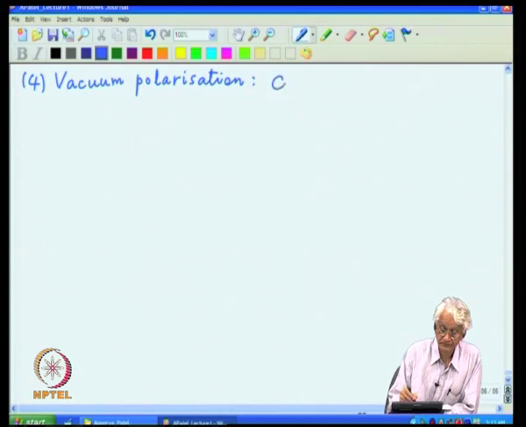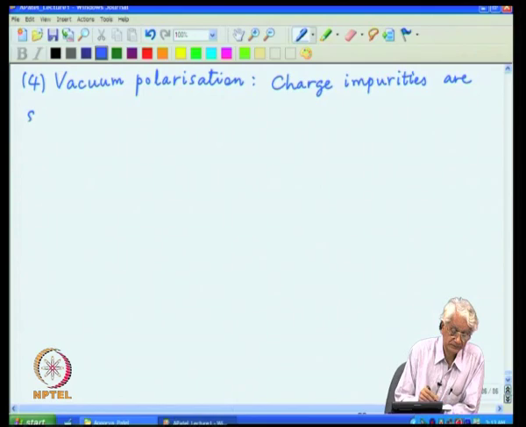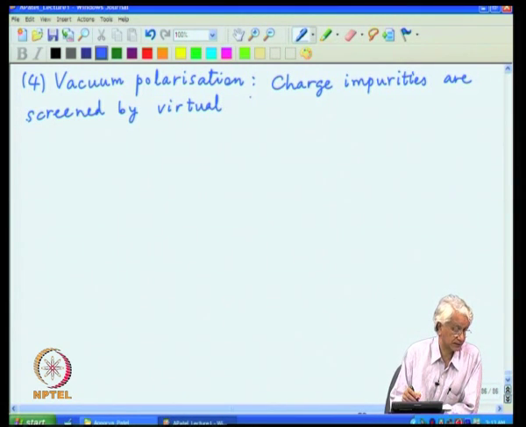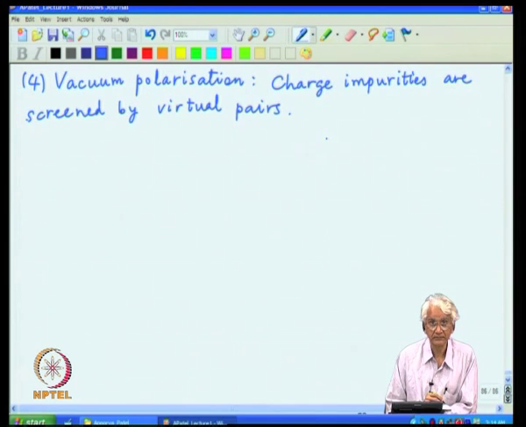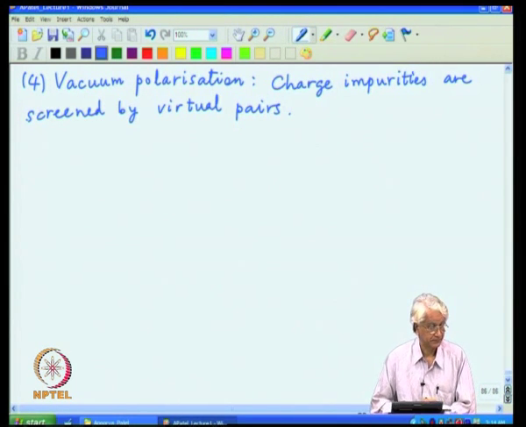So, we have this charge impurities are screened by virtual particle antiparticle pairs, and that kind of facilitates transmission properties, because even when you put some impurities into the system, you do not see their full strength.